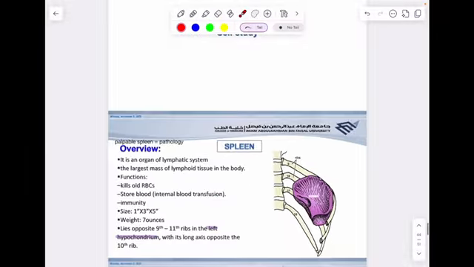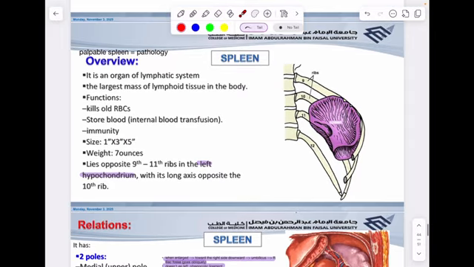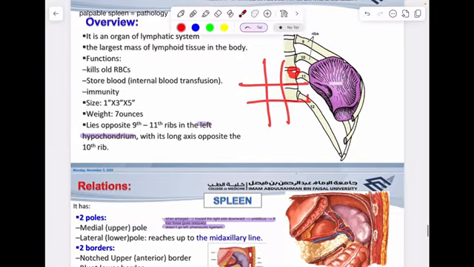طبعا جزئية الself study مرة بسيطة للspleen. As we know, if we can palpate the spleen, that means we have a pathology. It's a lymphatic organ. It's located in the left hypochondrium. So if we draw the 9 sections, it's going to be here. The long axis is opposite to the 10th rib. This is important for clinical scenarios.